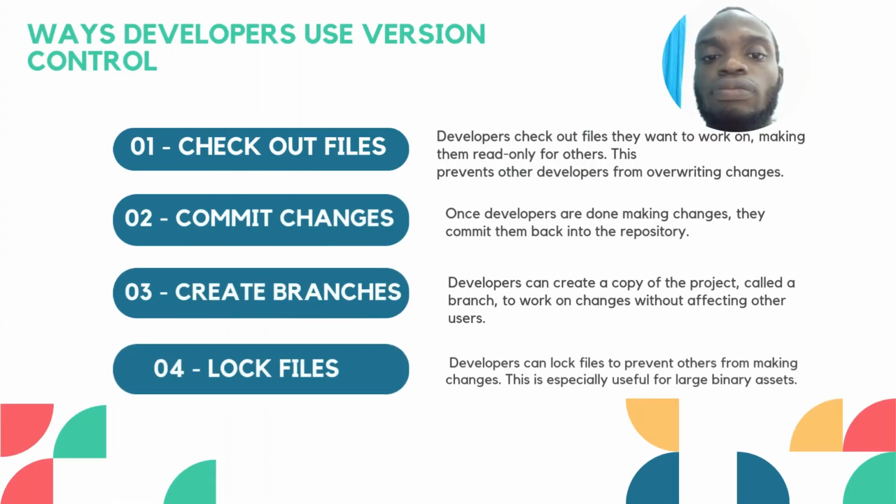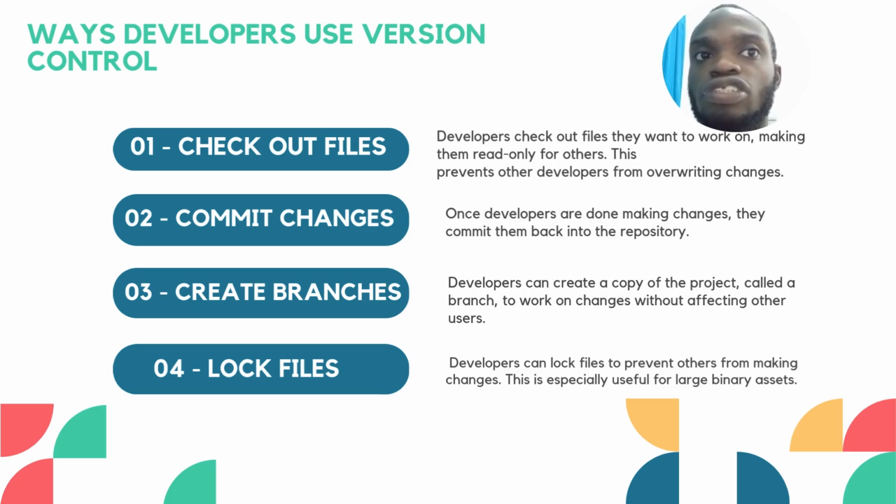Assalamu alaikum. I'm going to talk about the ways in which developers use version control. The way number 1 is to check out files. Developers check out files they want to work on, making them read-only for others. This prevents other developers from overwriting changes.